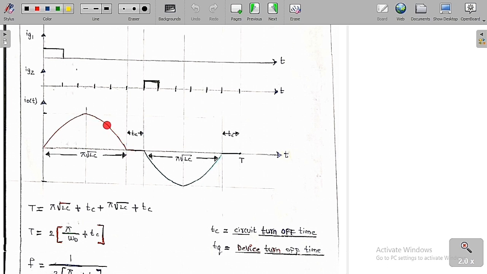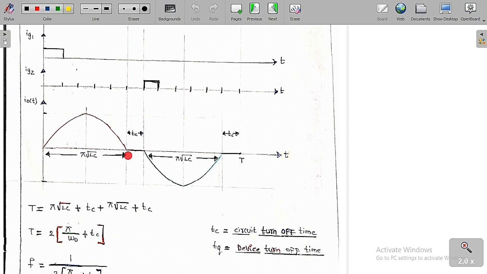So in this fashion, as I have already told you, up to omega T equal to pi only, the current will be positive. So up to here it is going to conduct. So T1 is going to conduct up to omega T equal to pi. So T equals pi by omega, where omega is equal to 1 by under root LC, so 1 by omega will be root LC. Therefore pi into root LC is the time for which the thyristor T1 is going to conduct.